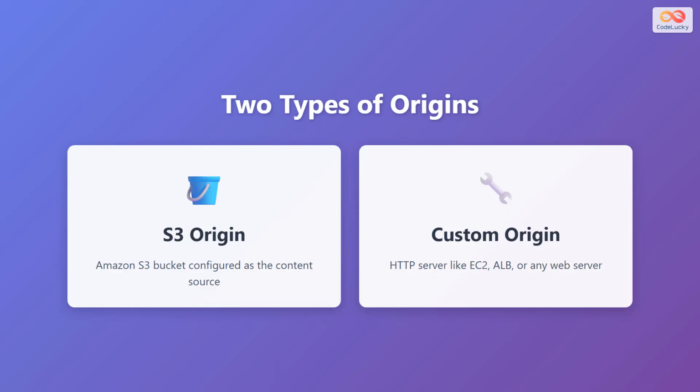CloudFront supports two main types of origins. The first is an S3 origin, which is an Amazon S3 bucket configured as the content source. This is ideal for static content like images, videos, and downloadable files. The second type is a custom origin, which can be any HTTP server such as an EC2 instance, an application load balancer, or even a web server running outside of AWS.